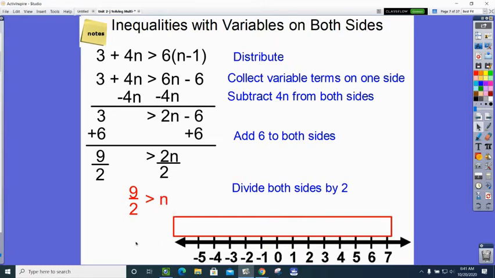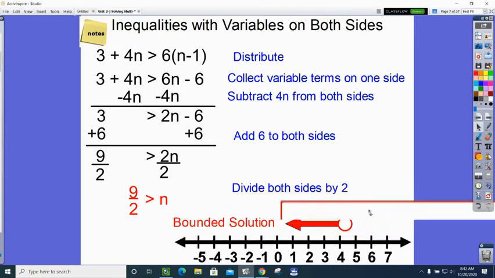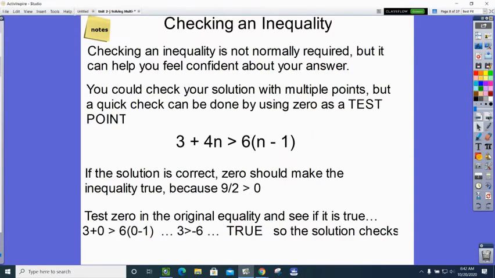Now, when I go to graph this one, oftentimes people have trouble with the variable on the other side. Remember, you can flip this whole thing, or rather spin it would be a better word. n is less than 9/2, n is less than 4.5. So now we're going to have an open point to the left. Again, this is a bounded solution. If we wanted interval notation, we would have a parenthesis, negative infinity, comma, 9/2 or 4.5, parenthesis. I'm going to write some more on the next couple of slides just to remind you.